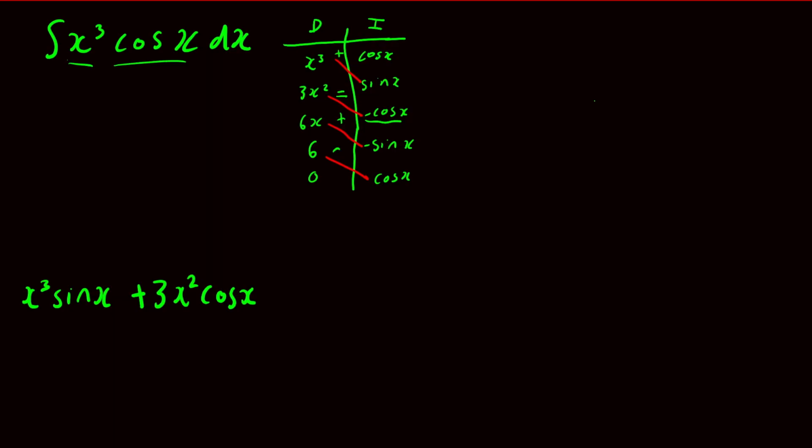So now we did this. So now 6x times negative sine x, this would be plus, but we're multiplying, so it'd be negative 6x sine x. Negative 6x sine x. And then this is a negative, so negative 6 cosine x. 6 cosine x plus c.